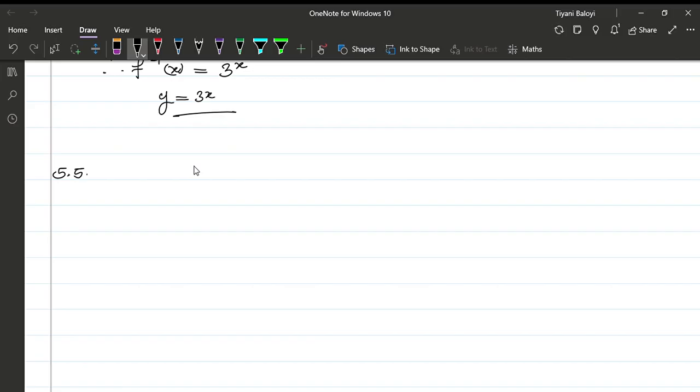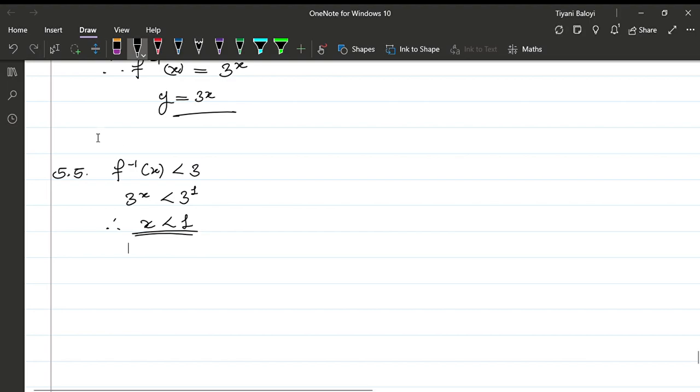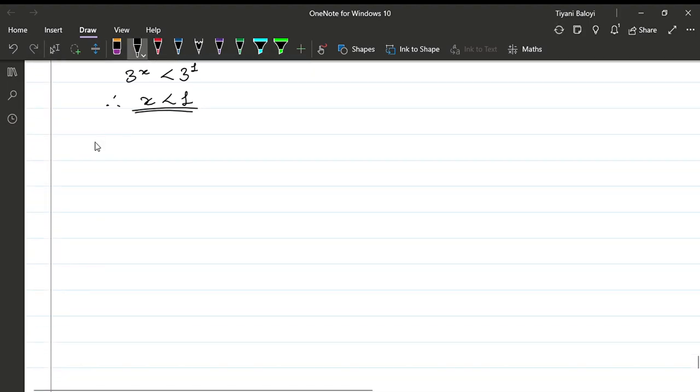So we have got this inverse less than 3. So we can just write our equation, 3 to the power x is less than 3 to the power 1. Same base, equate the exponents. Therefore, x is less than 1. That's your answer. And then we'll look at 5.6, right?